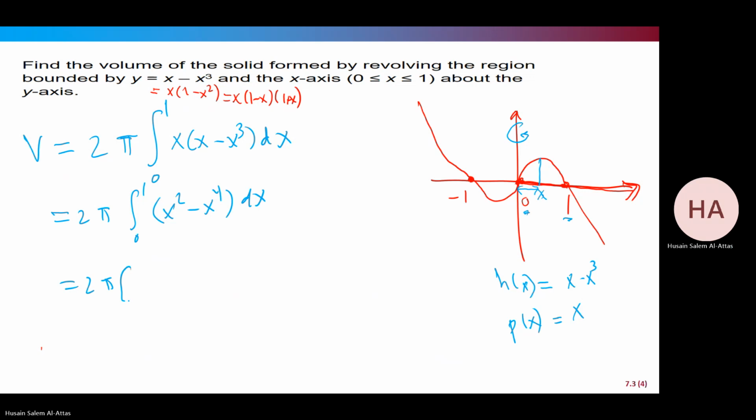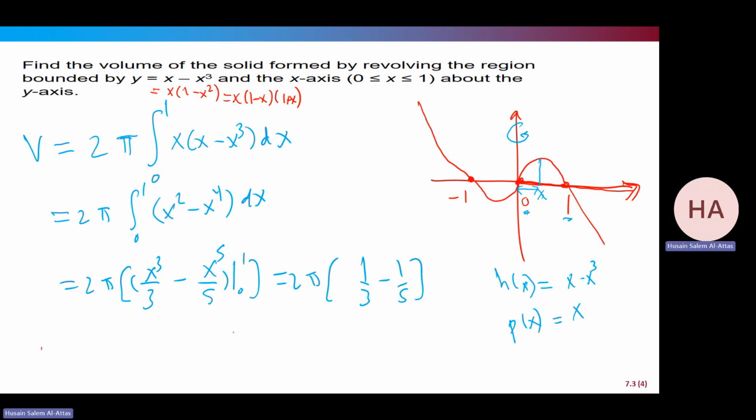Integrate. That'll give me x cubed over 3 minus x to the power 5 over 5, between 0 and 1. It'll be 2 pi times (1 over 3 minus 1 over 5), which is 2 pi times 2 over 15. That gives me 4 pi over 15. That's it. That's mainly the thing.